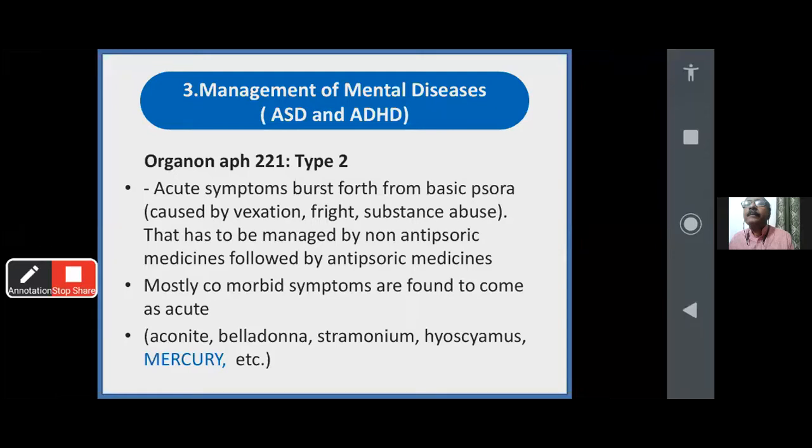But Hahnemann, in aphorism 221, has said about mercury too. In that list there are only 5 medicines and 1 is mercury. So in acute cases, acute exacerbations, you give known non-psoric medicines. Hahnemann has given the list of 5 and it includes mercury also. After managing the acute phase, they would go for an antipsoric medicine.